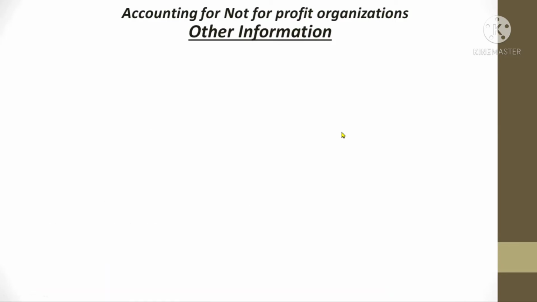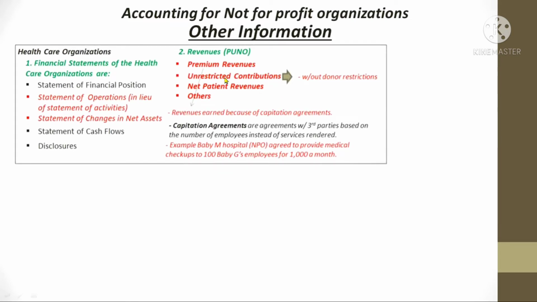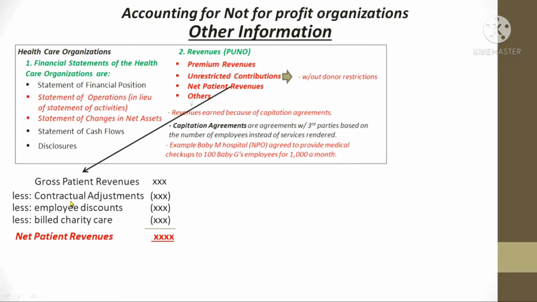So, we are already finished with the premium revenues and the unrestricted revenues. Now, let's have the net patient revenues. First, you need to familiarize yourself with the formula. To get the net patient revenues, we need to get first the gross patient revenues and less the CEB. The CEB are the contractual adjustments, employee discounts, and billed charity care. And then you will get the net patient revenues. Again, the deductions to get the net patient revenues are the contractual adjustments, employee discounts, and billed charity care.